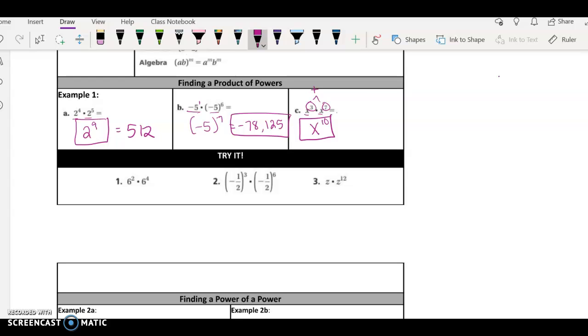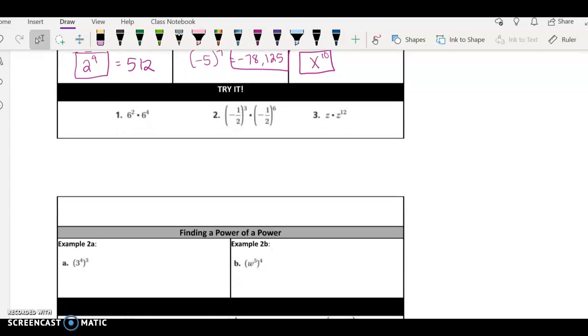So now I want you to try product of powers on your own, and then you will check your answer with mine.